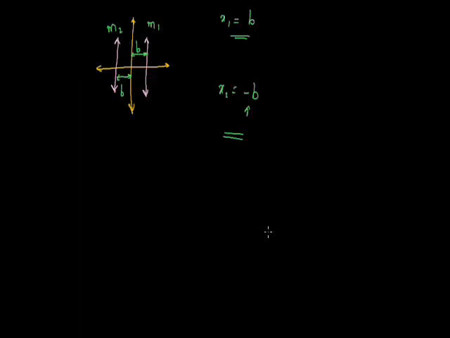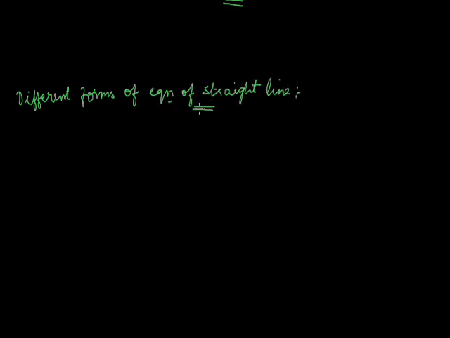So from here on we'll move on to our next topic, which is different forms of equation of a straight line. Let me write it. Different forms of equation of a straight line. The first form, and it is among the most prominent forms of all, is the slope intercept form of the line.